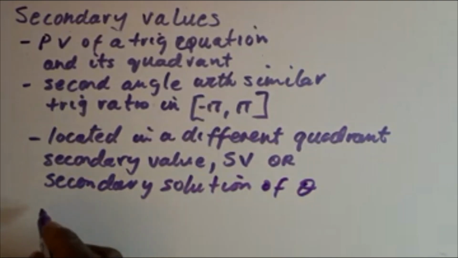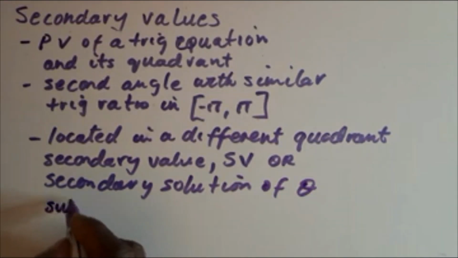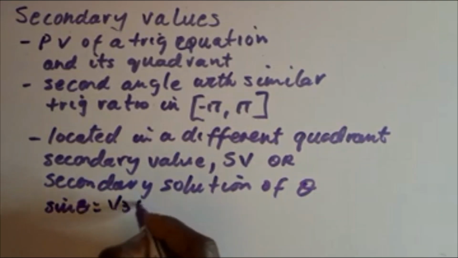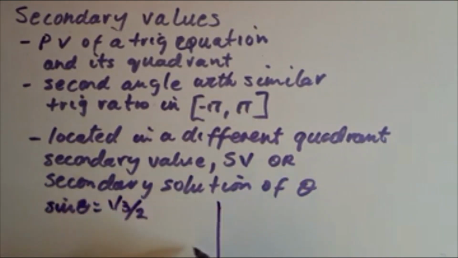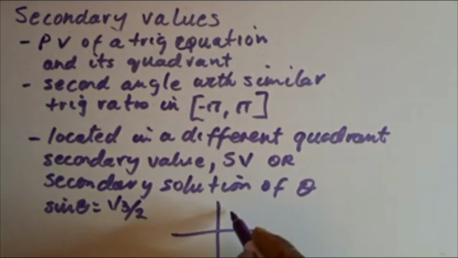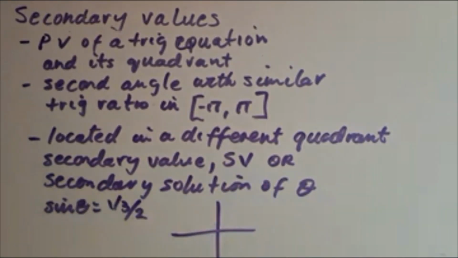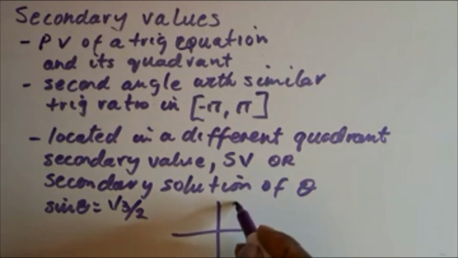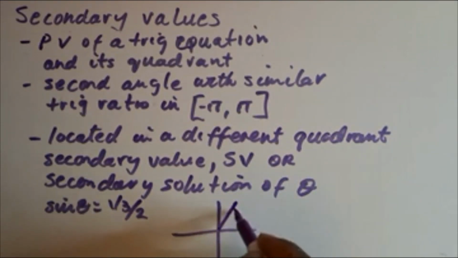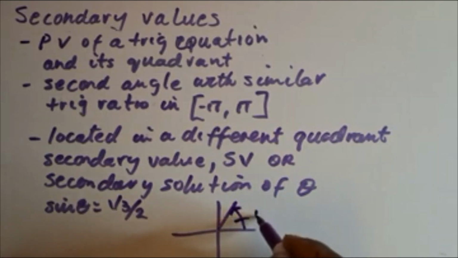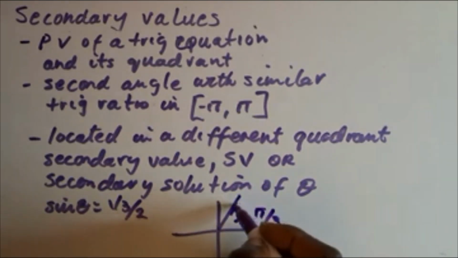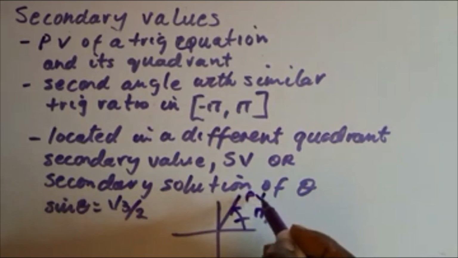Let's have a look at an example. If we have that sine theta is equal to root 3 over 2, let's get a little sketch of our quadrants. Sine inverse of root 3 over 2 will give us 60 degrees, or pi over 3. So this is pi over 3. It's positive, so this is a principal value.